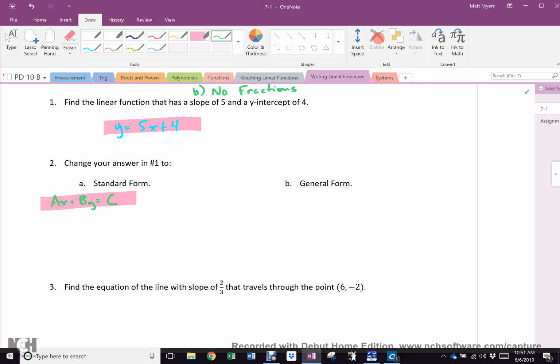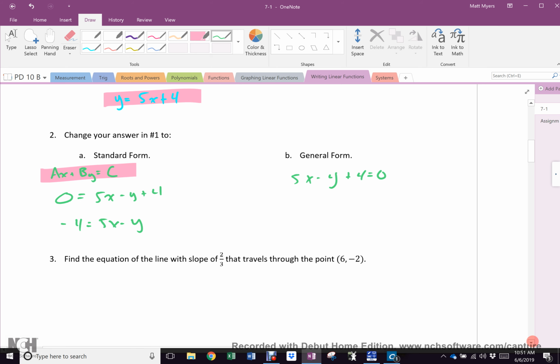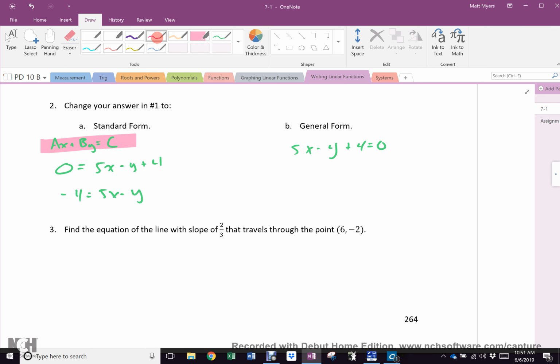Once again, how do I make this one look like this one? I move the y to get 5x minus y plus 4 equals 0, and then what? I move the 4. Negative 4 equals 5x minus y. General form, 5x minus y plus 4 equals 0. Easy peasy lemon squeezy. Now, what am I going to do for number 3?